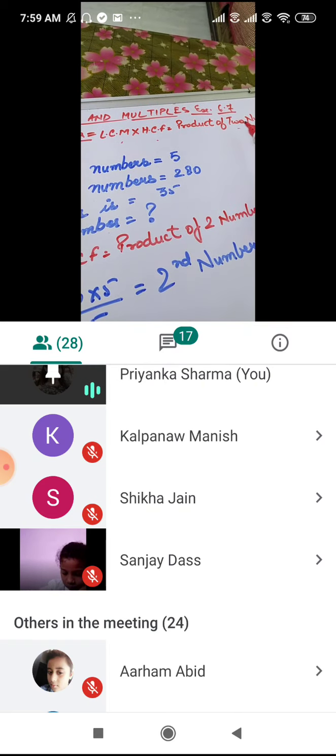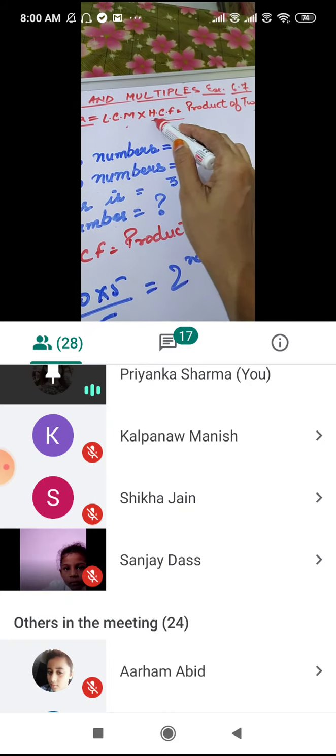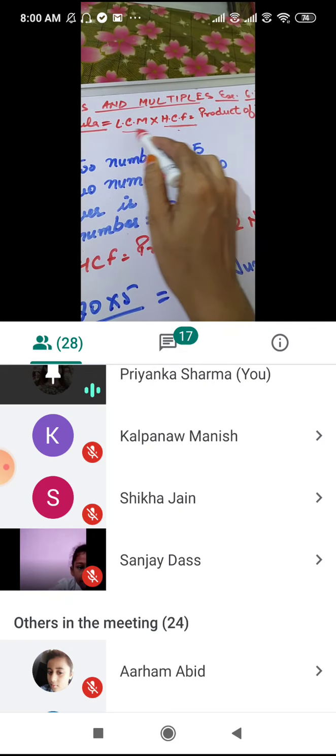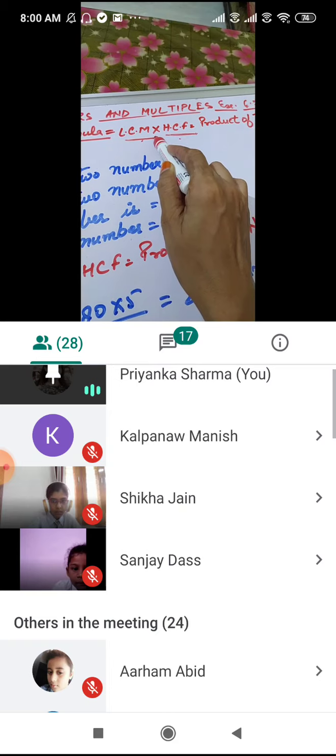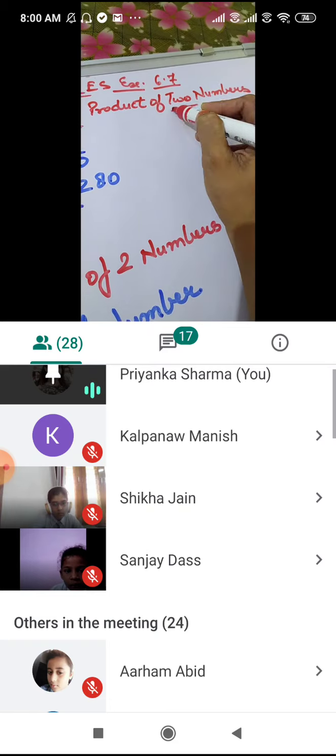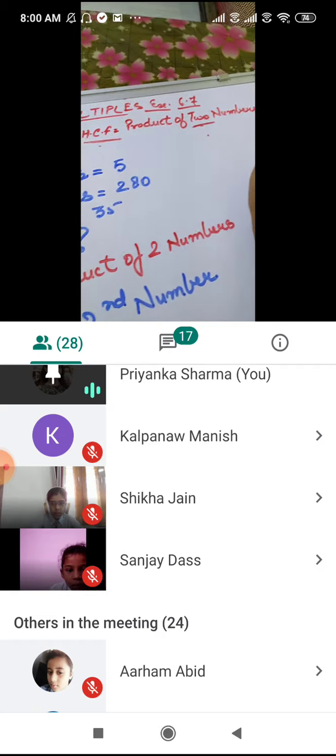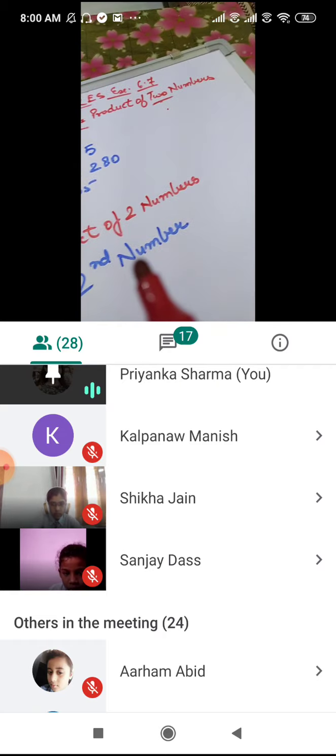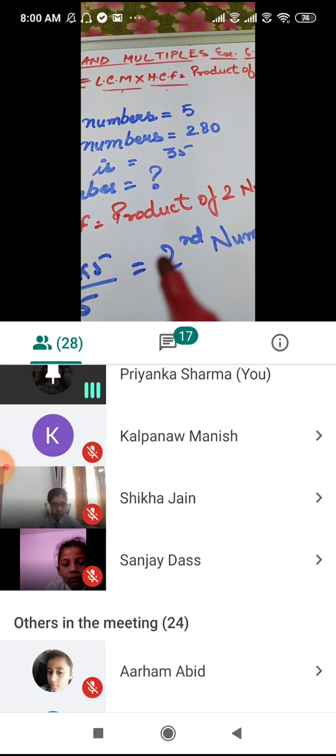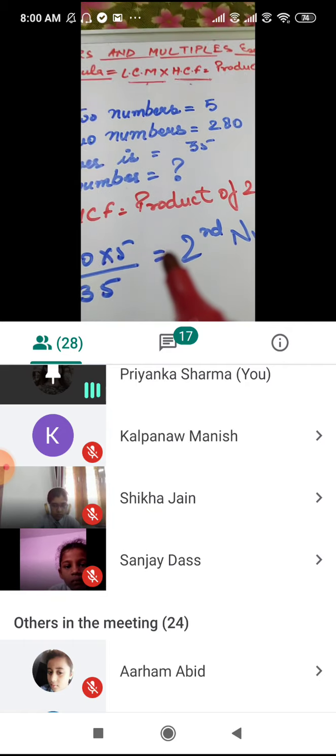The HCF of two numbers is 5. Means HCF is given, 5. And their LCM is 280. LCM is also given, that is 280. If one of the numbers is 35, means out of these two numbers, any one number is given to you which is 35, find the other number. Is the question clear to you? Now questions will be of these types only. Out of the formula, any three things must be given to you and the fourth thing you have to find. Okay, so how we are going to do it?